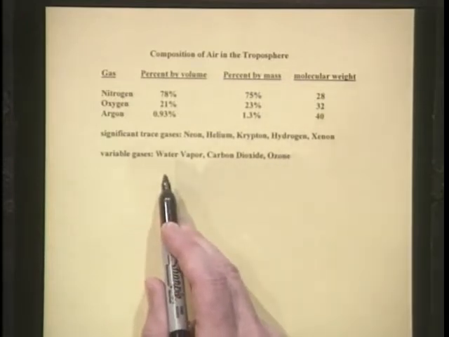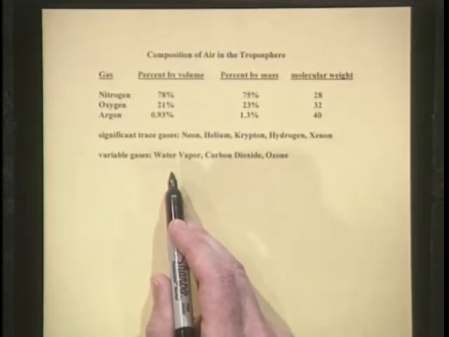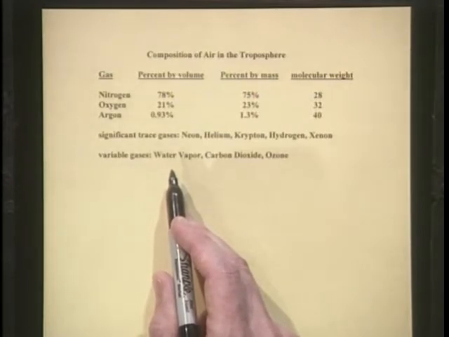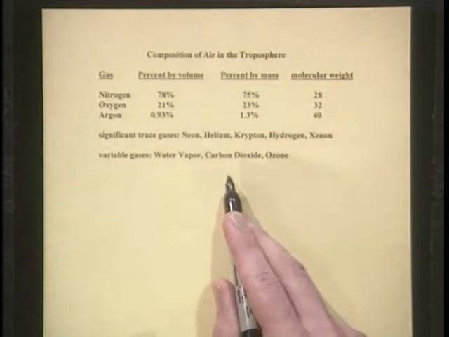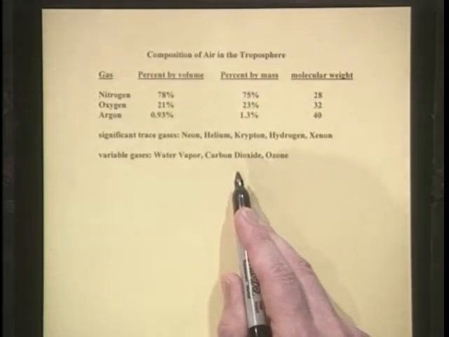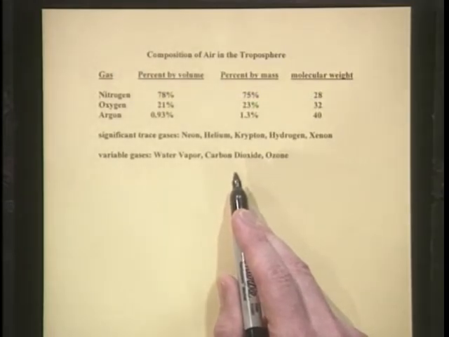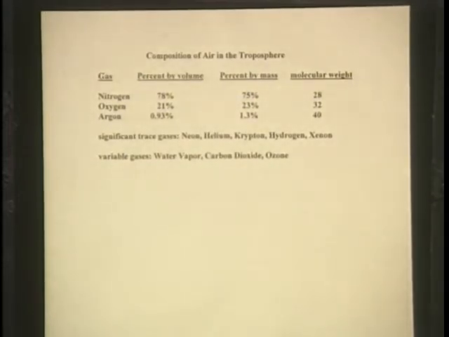And some variable gases are very important. One is water vapor, which ranges from a trace to near 4% in any given sample of the atmosphere. If it's very warm, humid air, it's closer to 3-4%. If it's very, very dry, cold air, then it may only be a trace. Carbon dioxide is an important gas, although it has a very small quantity in the atmosphere. It's a very strong greenhouse gas. And then ozone is also another very important gas.